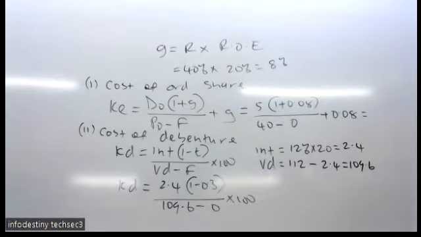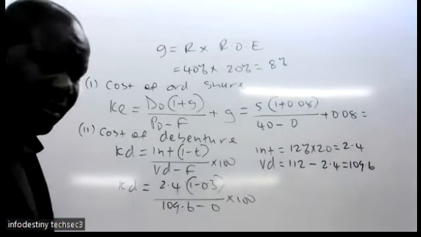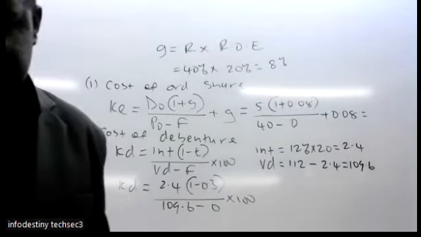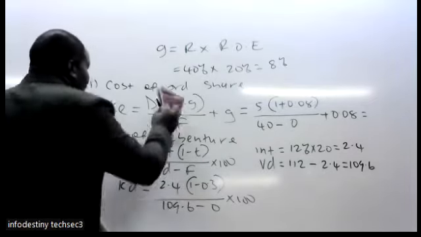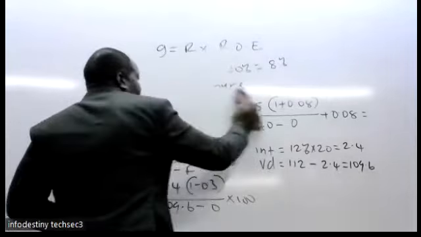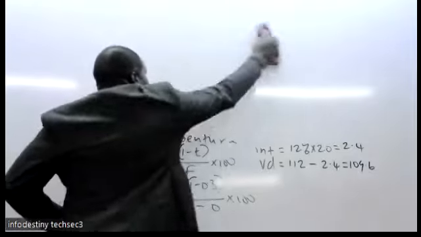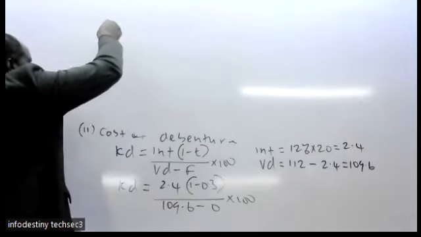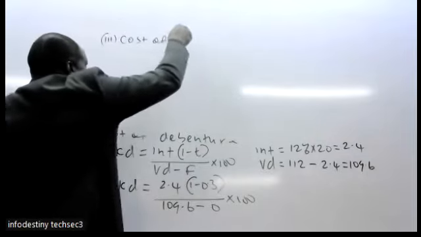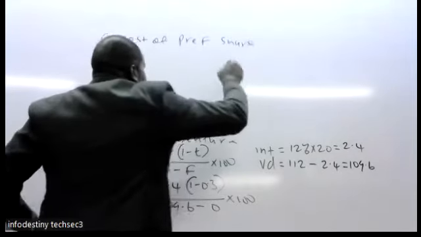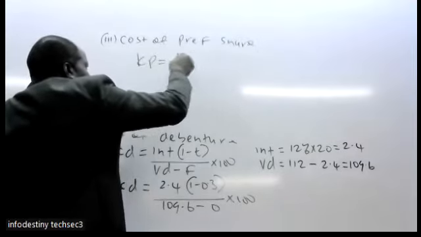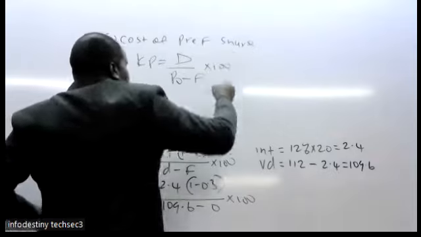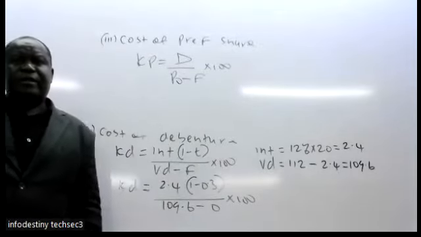We also go to Roman letter 3, the cost of the 14% irredeemable preference share. So let us come up with the cost of the preference share. Cost of the preference share is normally KP. It is dividend divided by price minus the flotation cost. Then we express it as a percentage.